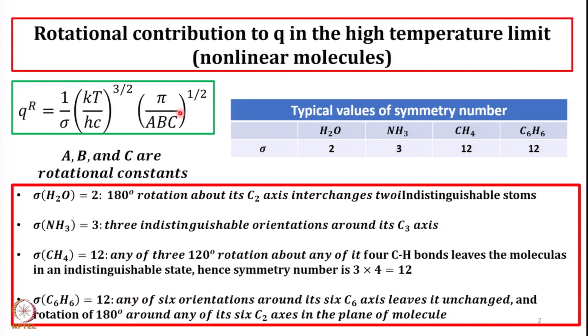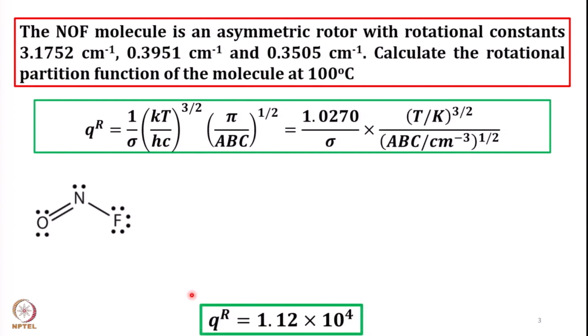Let us revisit that symmetry number is very important, because symmetry number comes in the denominator and reduces the value of QR. Let us now consider this numerical problem.